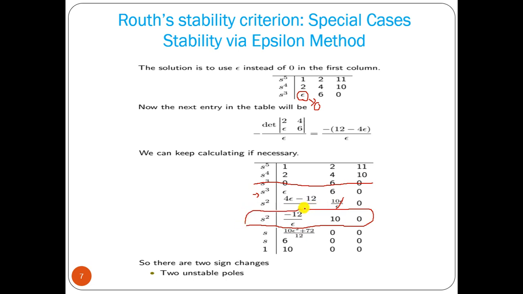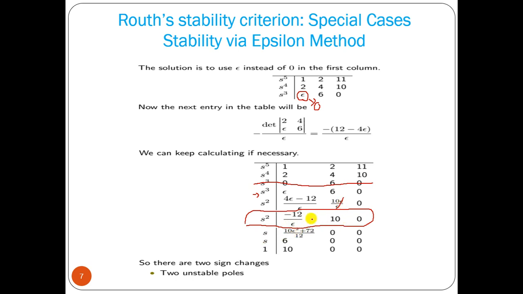Now you can divide this 4 epsilon by epsilon, so it will be 4, minus 12 by epsilon, so that is the negative value. If we put epsilon equal to 0 here, it will be 12 by epsilon, and epsilon is a very small positive value. Then this term, close to 0, can be neglected. So epsilon, if it is a small positive value, we have a sign change here: minus 12 by epsilon, and this will be 10.